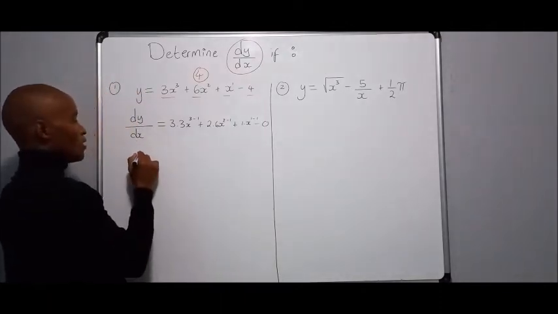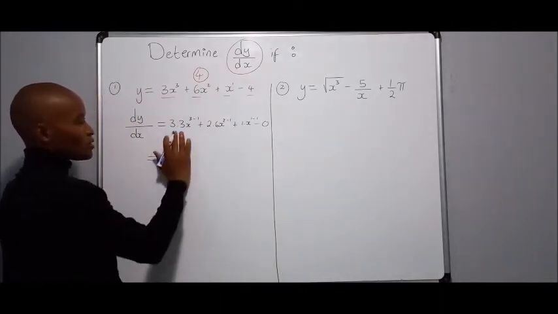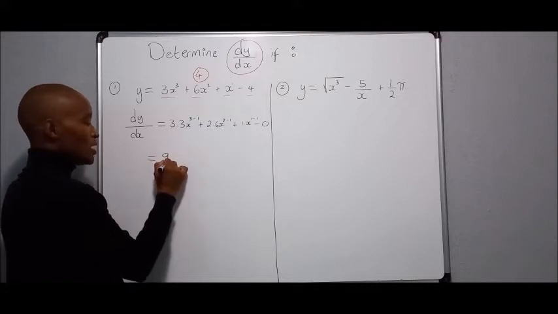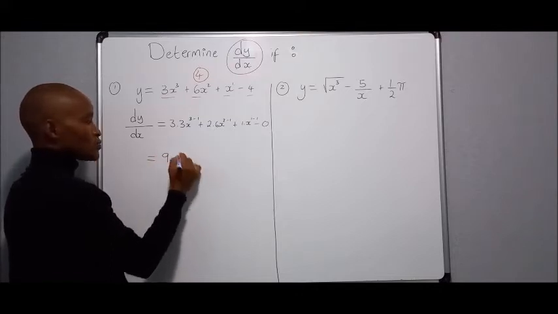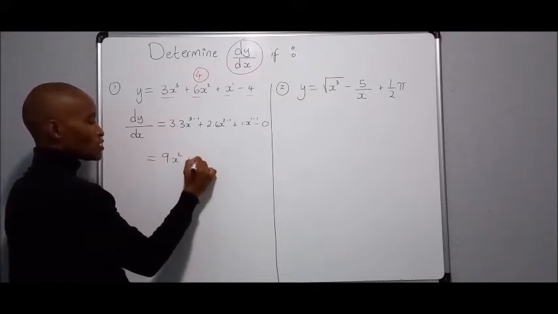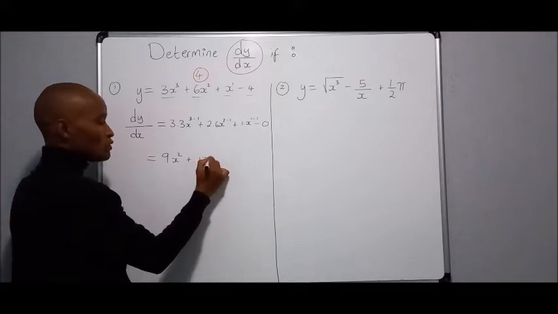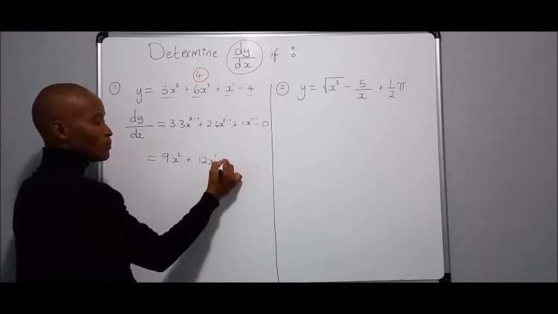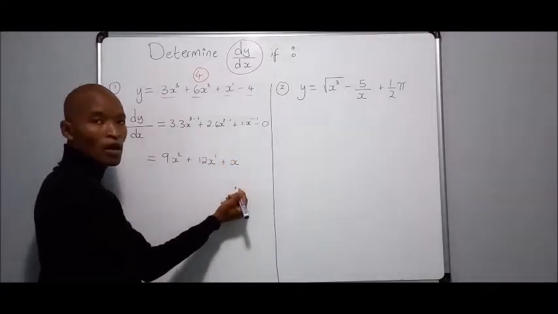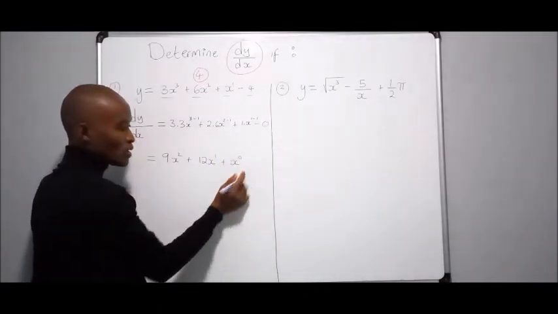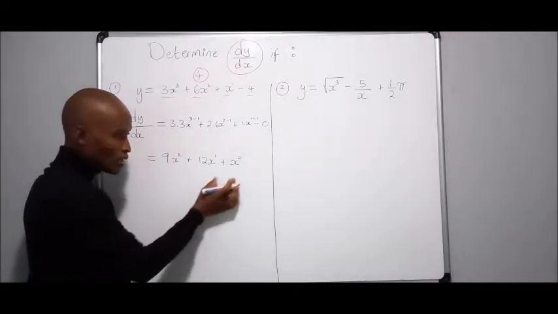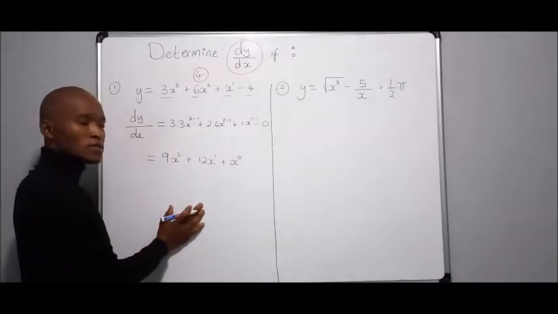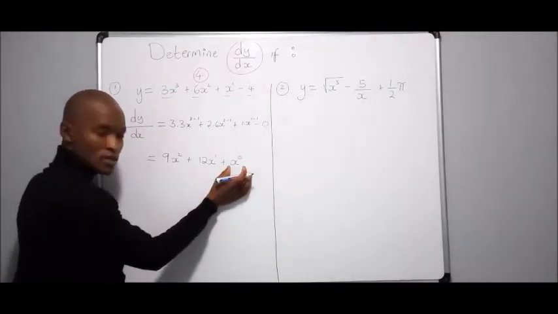Okay, and what does this become? Well, 3 times 3 is equal to 9, and then the resulting exponent there is 2, plus 2 times 6 is 12. The resulting exponent there is what? 1, plus x to the power of what here? 1 minus 1 is 0. So you're not going to leave your answer like this, especially with this guy right here.